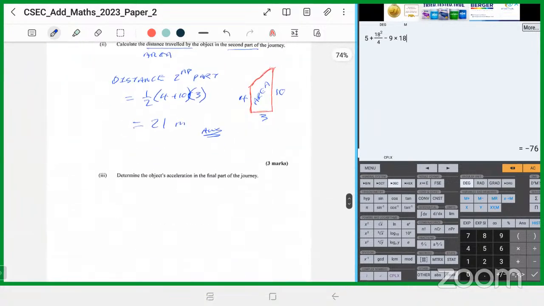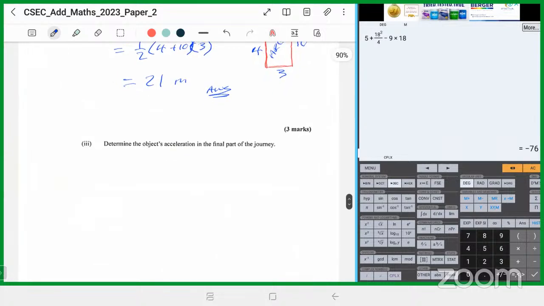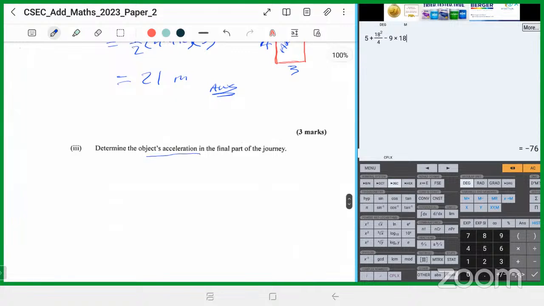Yes. All right. The next part now says, determine the object's acceleration in the final part of the journey. In the final part of the journey, it's actually decelerating, but because it asks for acceleration, you have to put the negative on it. If the question was to find the deceleration, you would not put the negative on it. But acceleration on a speed-time graph, on a velocity-time graph, equals gradient. Gradient gives the acceleration.